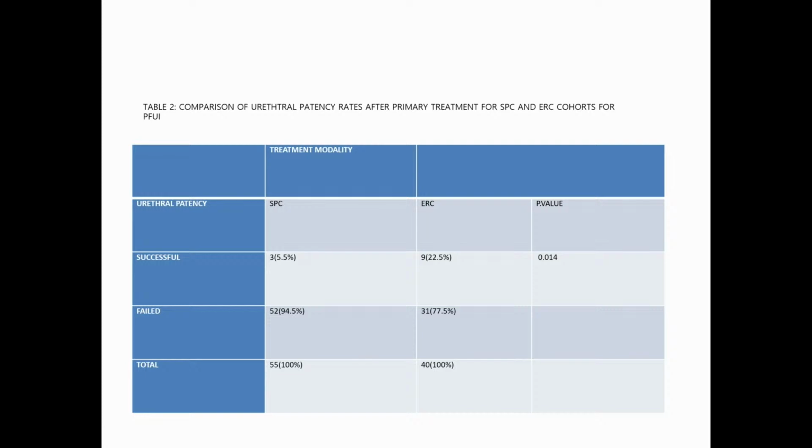If you look at the results of primary treatment, I said there are 2 arms of treatment. Primary just was catheters, endoscopically or suprapubic. So in the primary treatment, 4 patients failed out of 55 patients. So giving a percentage success rate of about 5.5%. The rest of them developed a urethral stricture. After SPC, 77.5 developed urethral stricture.